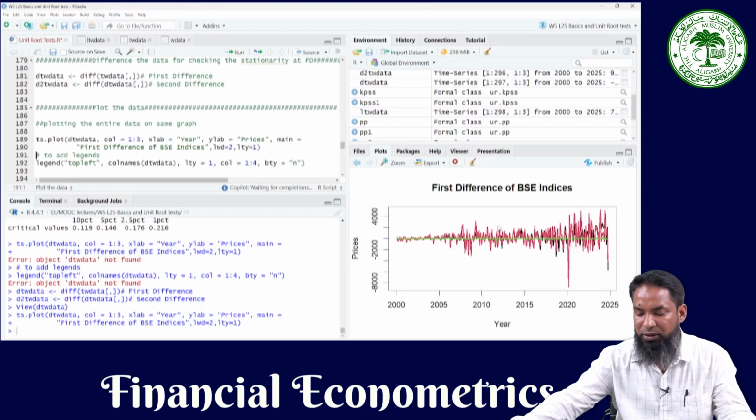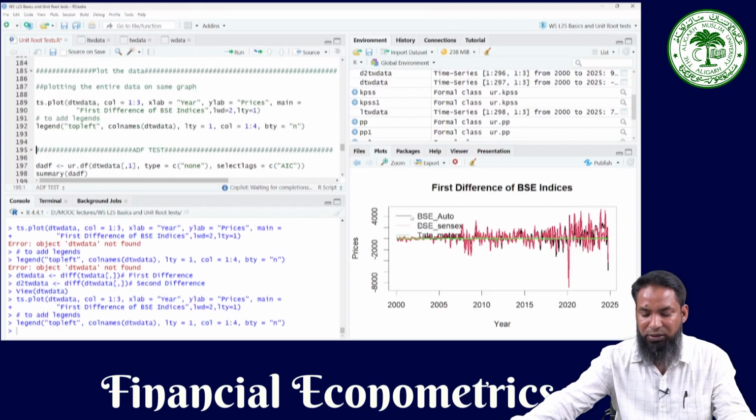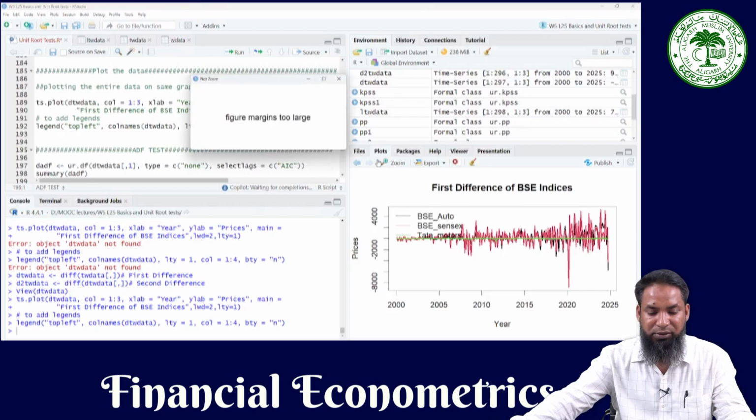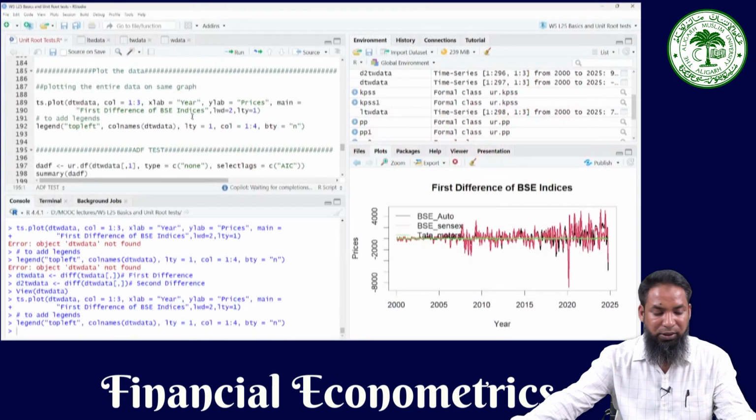You can see here all three series have been plotted in one single graph, and by looking at the graph we can guess the series should be stationary. Here we are adding the legend, so we can see what series we have. By looking at this, we can guess there might be stationarity. However, you can see that as the series increases, there might be a change of volatility. So let us examine that.